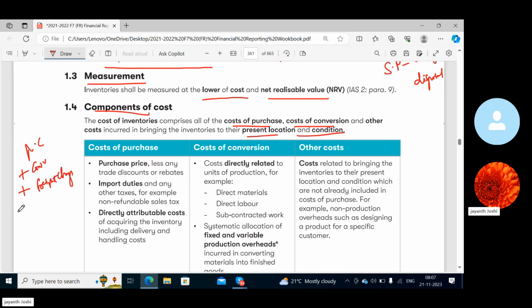any import duties, and one more thing, if you got some trade discount, that also you have to deduct. Okay, and any charges incurred only once, that too at the inception while bringing the inventory from the supplier's factory to our go down, are all inventoriable cost, will be added to inventory or capitalized. That means it will be added to inventory and shown in the balance sheet.